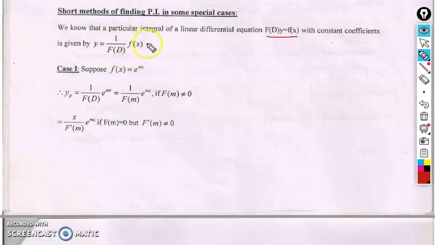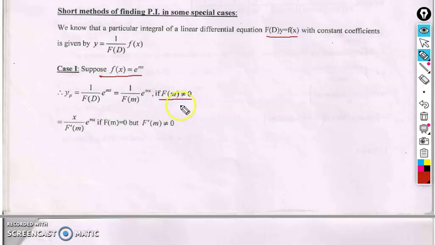Case 1: the right hand side is a function of e to the power mx. In that case, you do not use the general norms, you just use these norms to find the PI. 1/f(D) e^(mx): D should be replaced by m, and the particular integral becomes 1/f(m) e^(mx), provided, and this is a very important concept, that f(m) is not equal to 0.